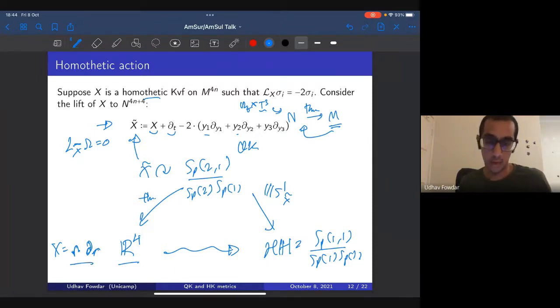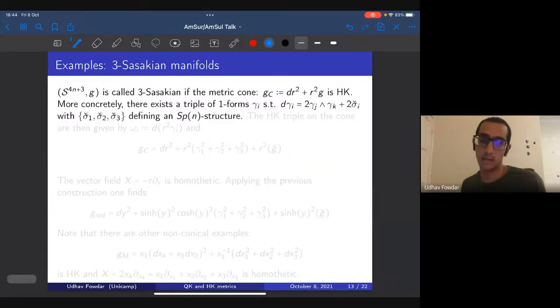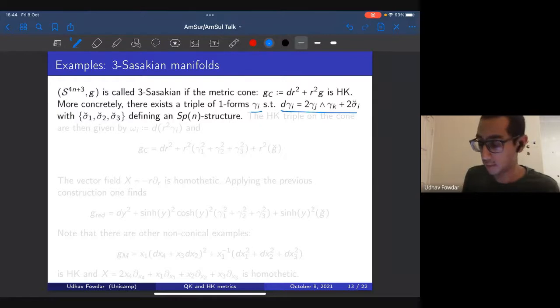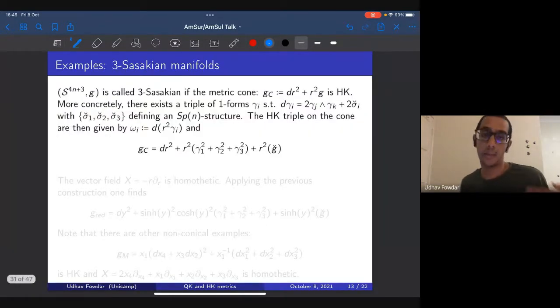You can apply this construction more generally to any free Sasakian space. Remember, a free Sasakian manifold is a metric whose cone is hyperKähler. In concrete terms, this means that there is a vertical space generated by three one-forms, whose differentials satisfy a certain condition. Essentially, it behaves like the structure equation of S3, plus it produces a triple of two-forms, which gives an SP(n) plus one structure on the complement of the vertical space. And the hyperKähler cone structure is given by the following expression here.